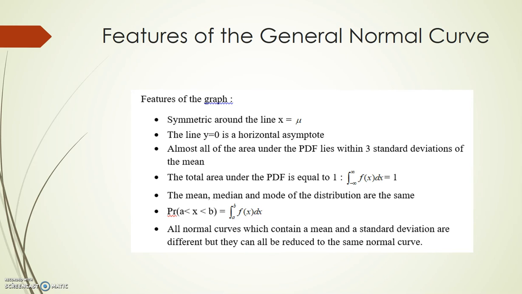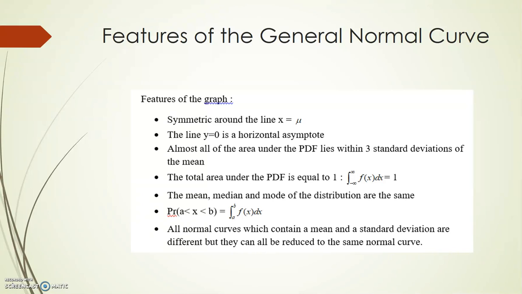So in general, the features of the general normal curve: it's symmetric around the line x is equal to the mean. The line y is equal to 0 is a horizontal asymptote. Almost all of the area under the PDF lies within 3 standard deviations of the mean. The total area under the curve is 1. The mean, median and mode of the distribution are the same, and the probability that x takes any value in a given interval will be found by finding the definite integral of the function between those two limits.